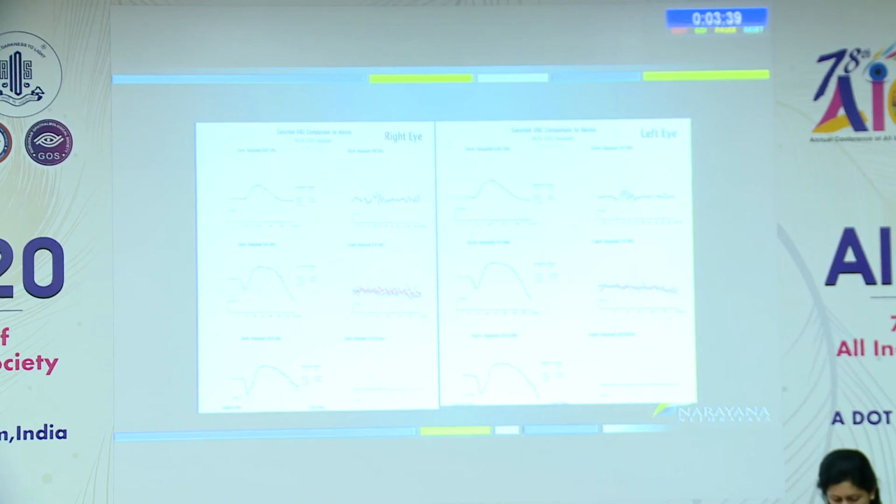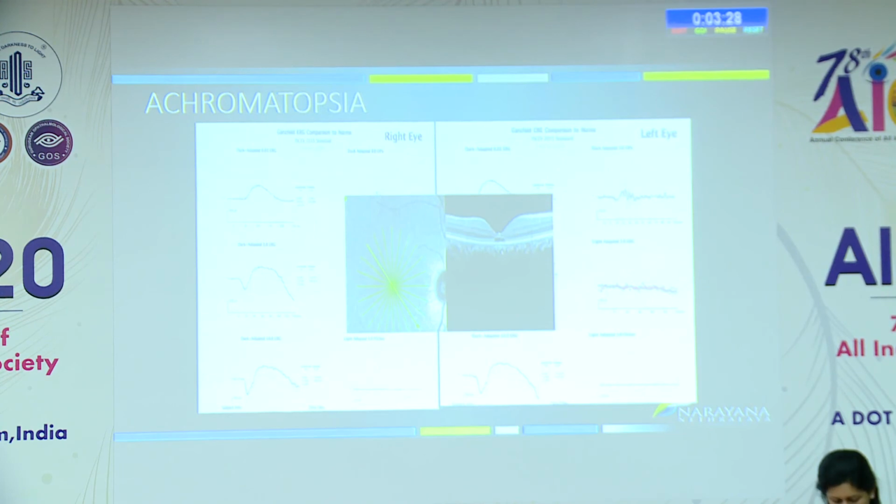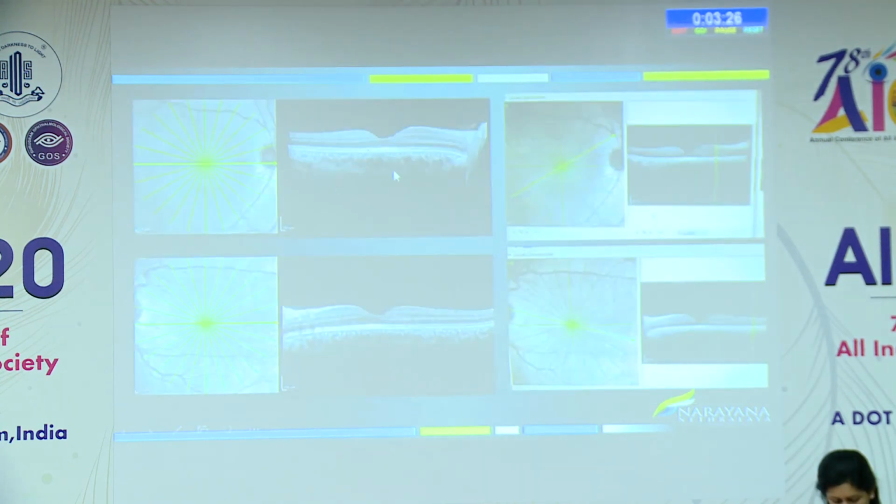So this was the finding. She had unrecordable cone responses. This was a case of achromatopsia. The usual OCT picture in achromatopsia is foveal thinning with subfoveal cavitation. This patient did not have any of that, so I went back and searched for it. This is the video of the OCT. You can see it's absolutely normal.